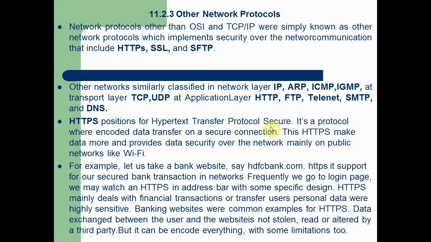This protocol ensures security, whereas the HTTP protocol is used for the application layer only. It does not ensure any security for that web page. So HTTPS encrypts the data and provides data security over the network, mainly on public networks like Wi-Fi. Banking websites are common examples for HTTPS. Data exchange between the user and the website is not stolen, read or altered by any third party. It is confirmed by HTTPS, but it cannot encrypt everything; it has some limitations too.